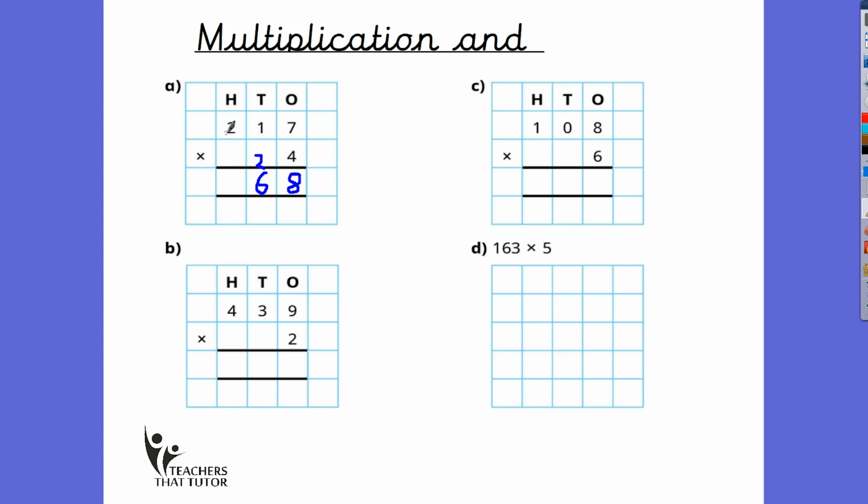200 times 4, that's 200, 400, 600, 800. Yeah, 4 lots, 4 groups of 200, 800.